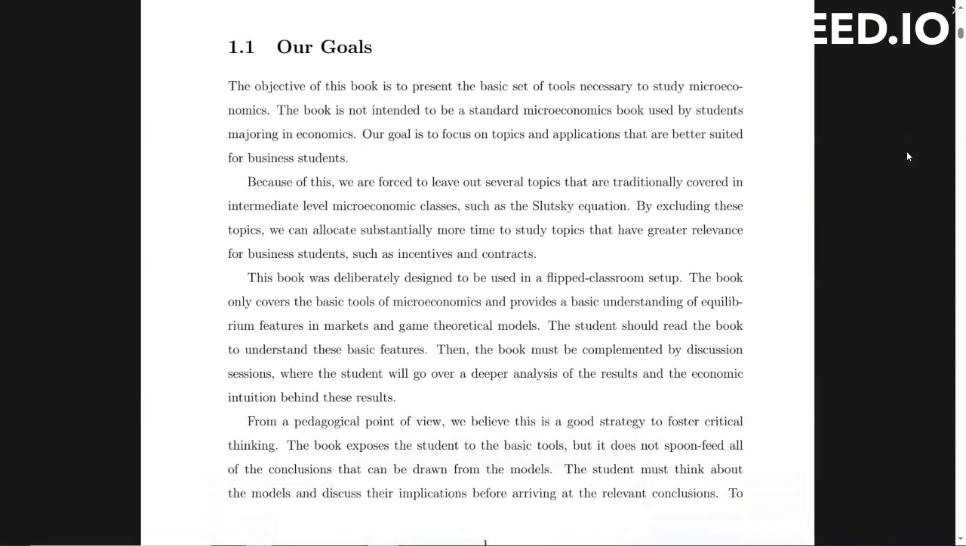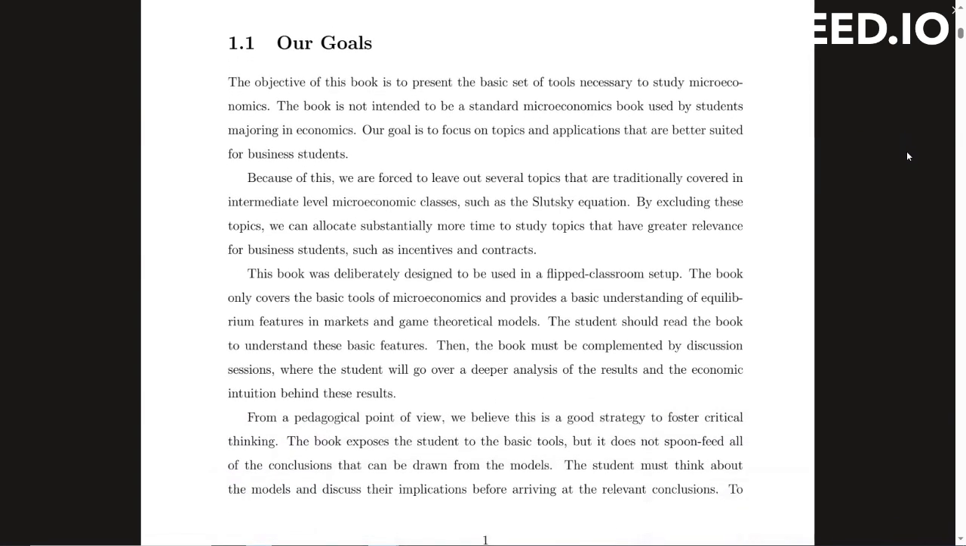So these are our goals. The objective of this book is to present the basic set of tools necessary to study microeconomics. The book is not intended to be a standard microeconomics book used by students majoring in economics. Our goal is to focus on topics and applications that are better suited for business students. Because of this, we are forced to leave out several topics that are traditionally covered in intermediate level microeconomic classes, such as the Slutsky equation.